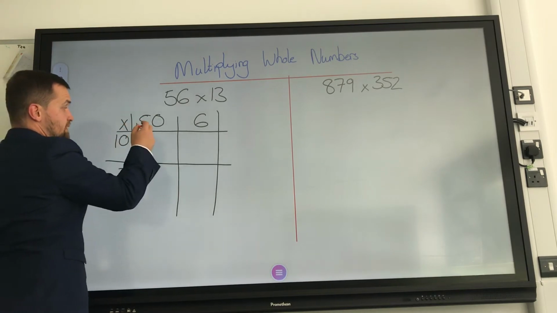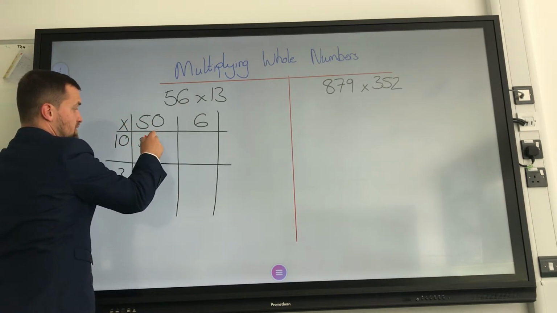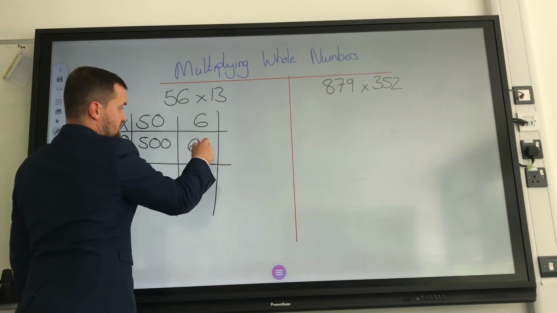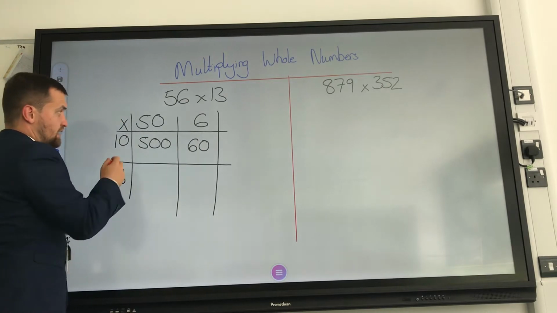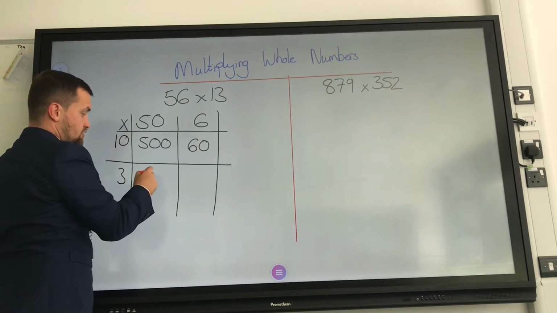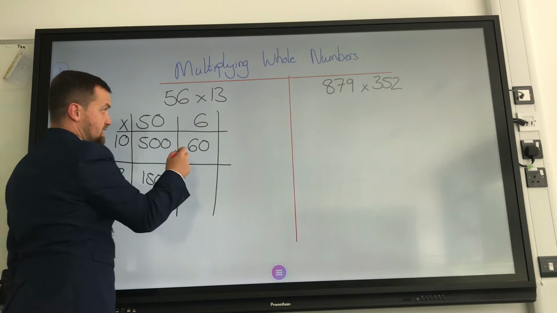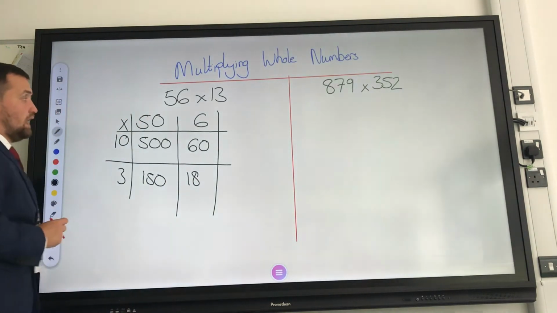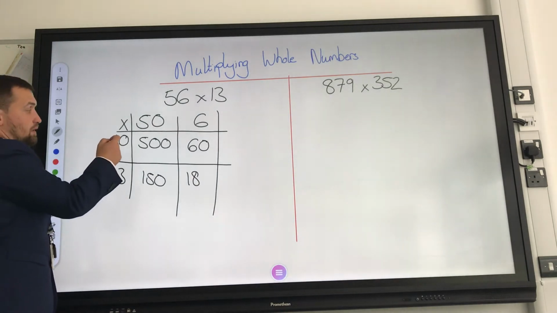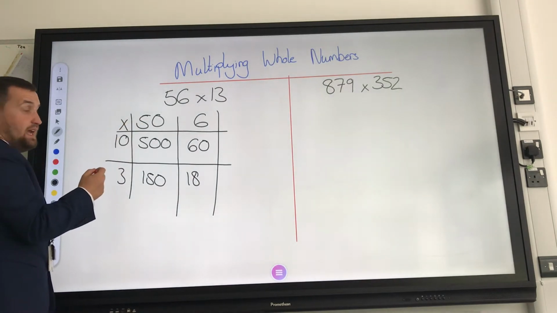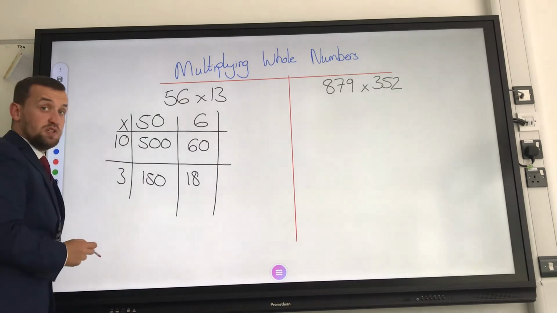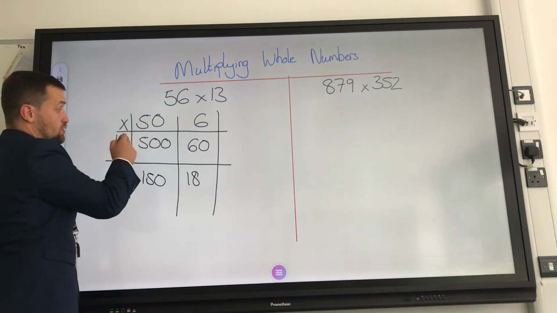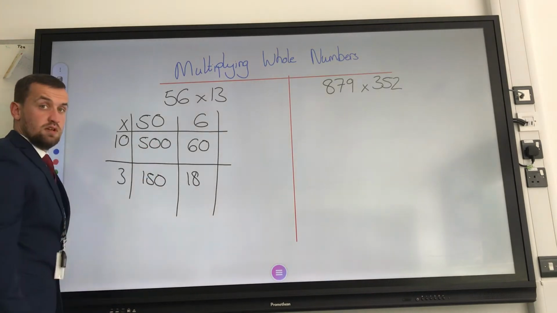So we've got 10 times 50, which is 500. 10 times 6, which is 60. 3 times 50, which is 150. And 3 times 6 is 18. If you get a little bit stuck, for example on 50 times 10, you could do 1 times 5. We should all be able to figure out what 1 times 5 is, which is 5. We've then got 2 zeros there, so we need 2 zeros there.